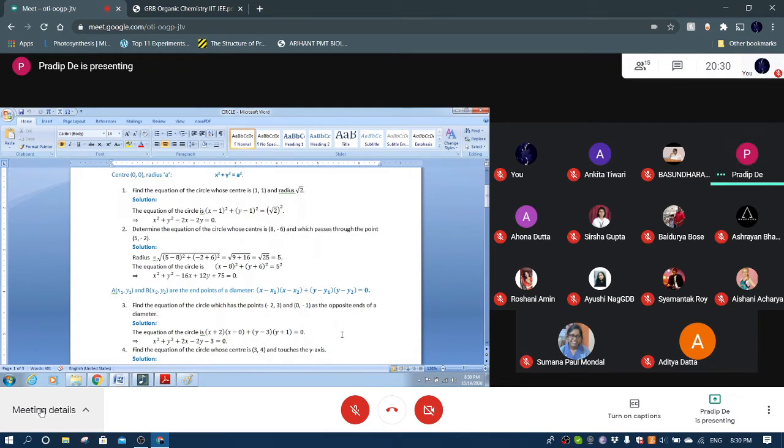Now there is a circle whose center is 3, 4 and it touches the y-axis. Draw a rough sketch and tell me what is the radius. The center of the circle is at 3, 4 but it touches the y-axis. What is the radius of this circle?